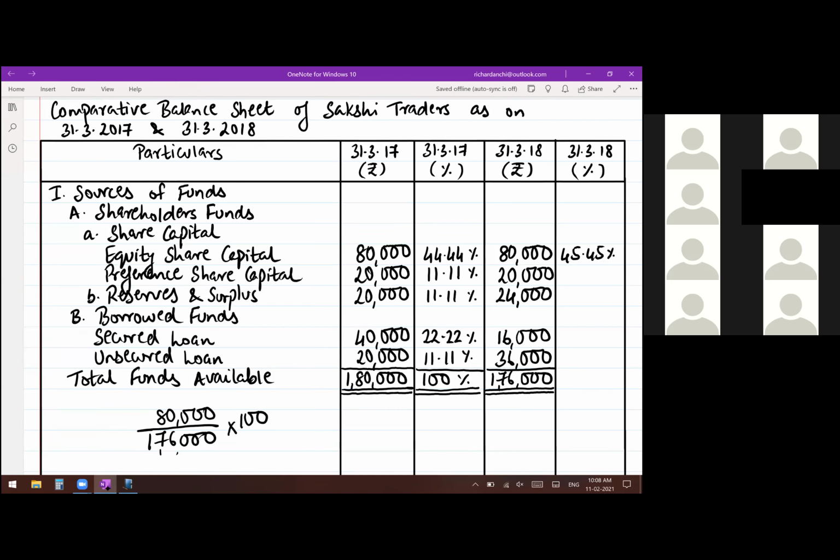Then the next is preference share capital, which is 20,000. So 20,000 divided by 1,76,000 into 100. 11.36%. Okay. Then move on to the next. That is reserves and surplus. That is 24,000 now. Divided by 1,76,000 into 100. 13.63%.